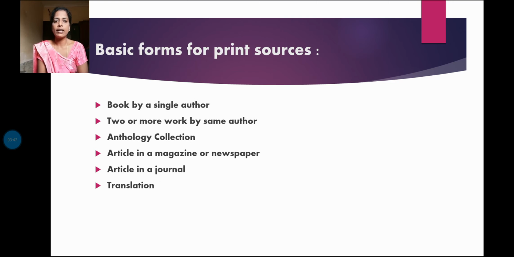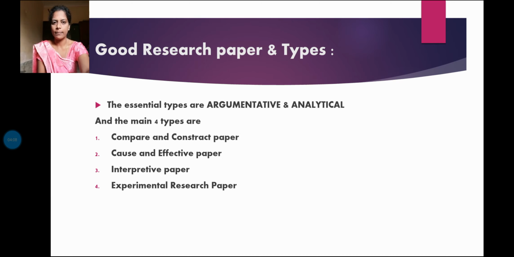And what are the basic forms for print sources? Book by a single author, two or more works by the same author, anthology collection, article in a magazine or newspaper, article in a journal, and the last is the translation. These are the basic forms for the print sources for the research paper. This is what the research paper means.